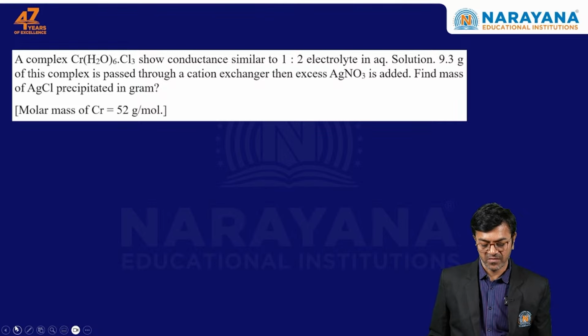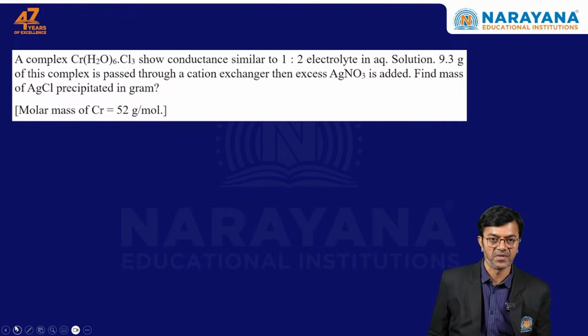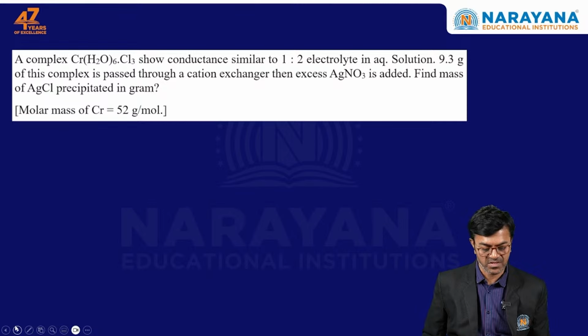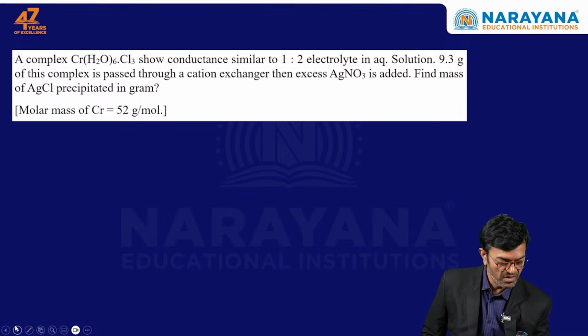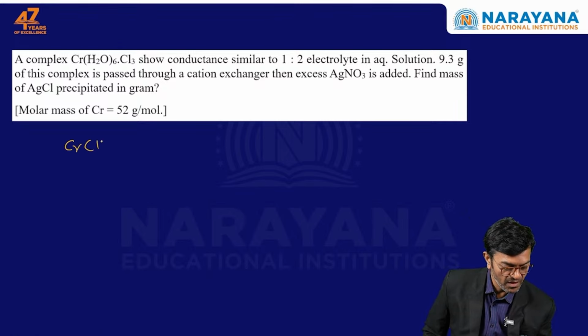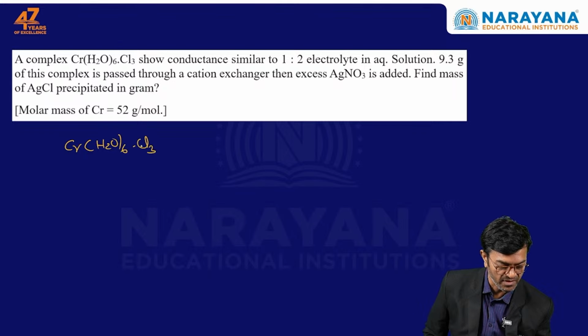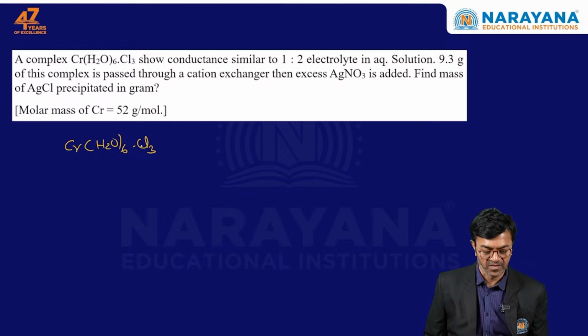Let us move on to another question. This is of coordination compounds, especially in Werner series we will be solving this kind of questions. It is connected to electrochemistry. A complex Cr(H2O)6Cl3 is given. The hint he has given to get the Werner formula is that it shows conductance similar to a 1:2 electrolyte. That means 1 cation and 2 anions we should get without changing the coordination number.